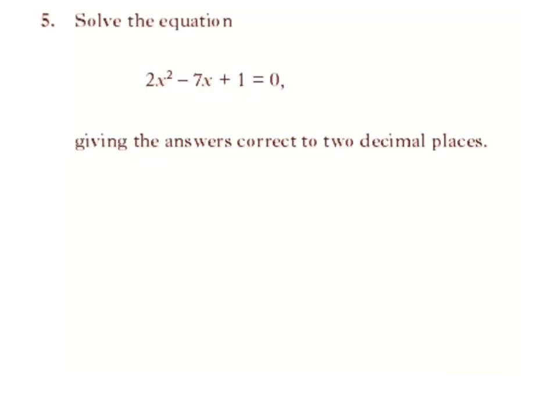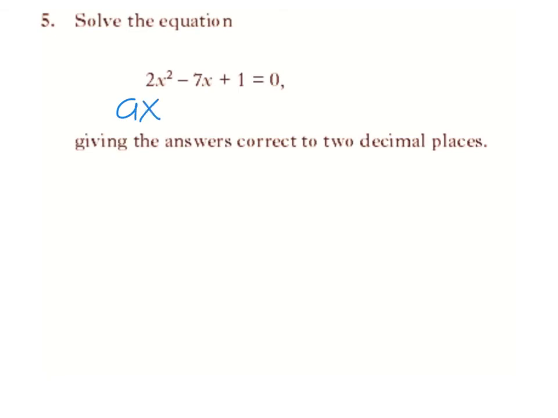This is number 5 in the calculator section. We're asked to solve the equation 2x squared minus 7x plus 1 equals 0, giving the answers correct to 2 decimal places. Since this is in the calculator section, and also because it says giving the answers to 2 decimal places, that suggests that this quadratic equation is going to be solved using the quadratic formula.